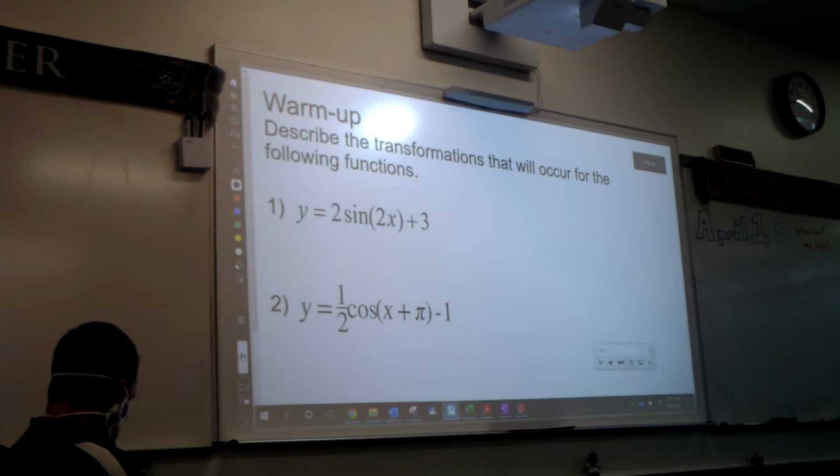Great. What do we call that? It is a vertical stretch. Amplitude. Nice job, Skylar. You get the next one.